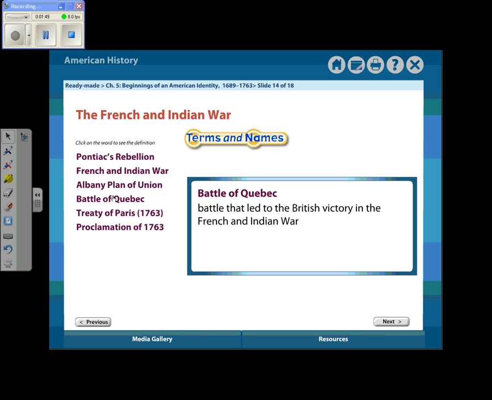Battle of Quebec. Battle that led to the British victory in the French and Indian War. In the Battle of Quebec, the British were able to go up the side of a cliff and find a secret way to get up to the city of Quebec. The next morning, they were able to fight the battle on the plains of Quebec, pretty much a surprise attack on the Quebecs. Both the British leader and the French leader were killed in the battle.